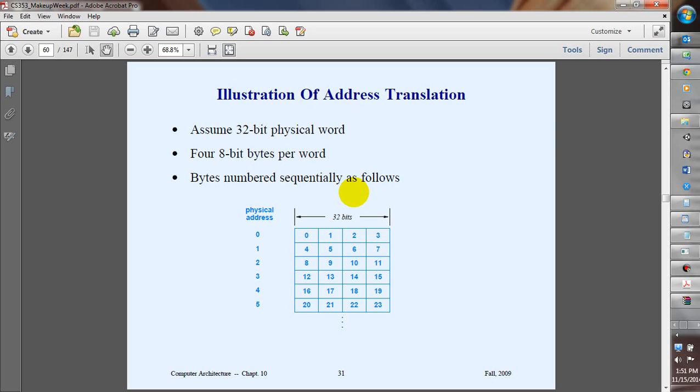Here's a typical address translation scheme. This is a 32-bit physical word, 4 8-bit bytes per word, and we number those sequentially. So bytes 0, 1, 2, and 3 go into physical address 0. So if you wanted to access byte 2, you would access physical address 0. You would load up address 0 and have an offset into it that gets you to byte number 2.